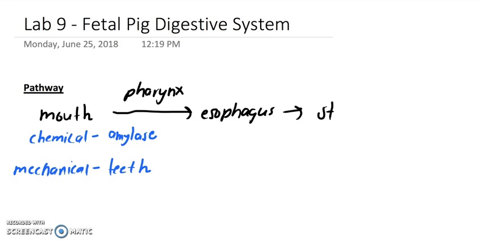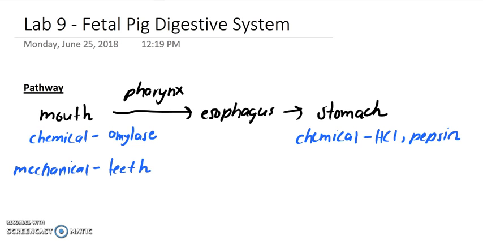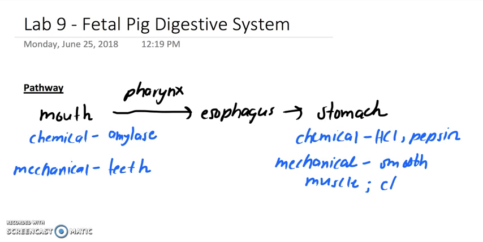Next we have the stomach. Stomach also has both chemical and mechanical digestion. Chemical, you can think of hydrochloric acid, which activates things like pepsinogen to turn it into pepsin, the proteins, but we'll speak more about that later. And mechanical, because we do have smooth muscle in our stomach. You can think of the churning of food in your stomach. This is mechanical digestion.